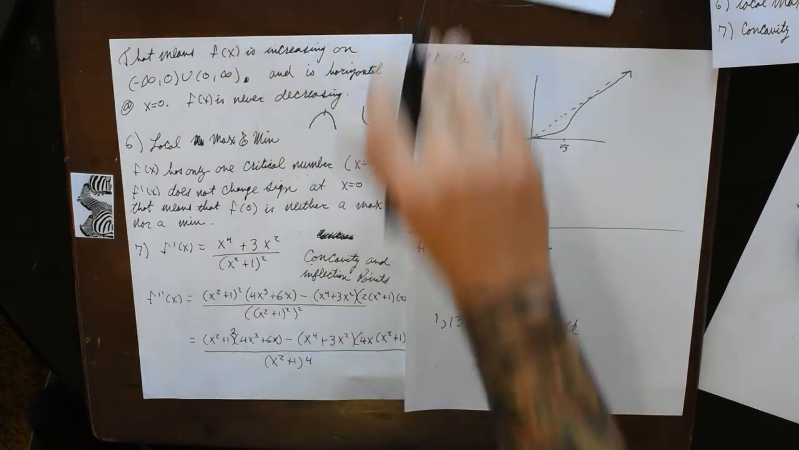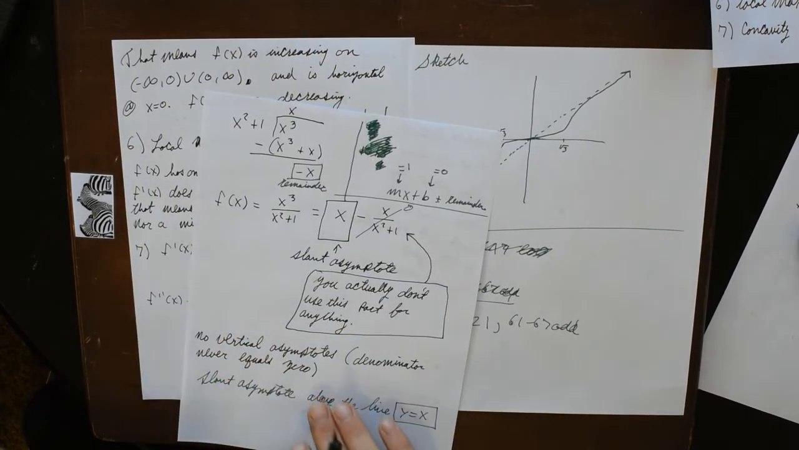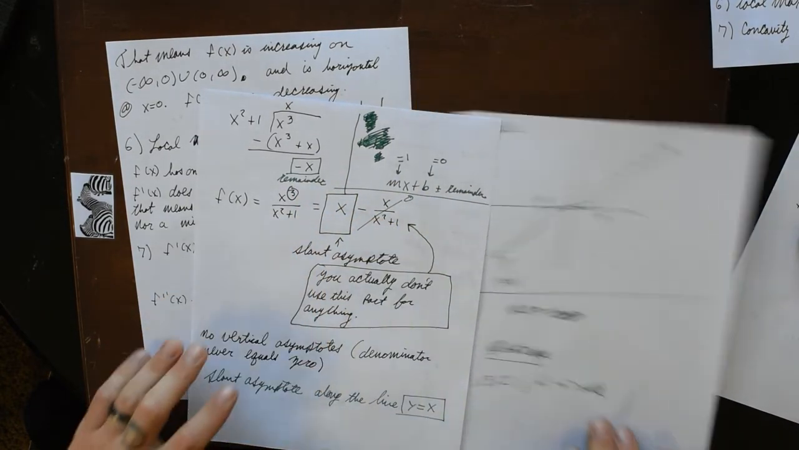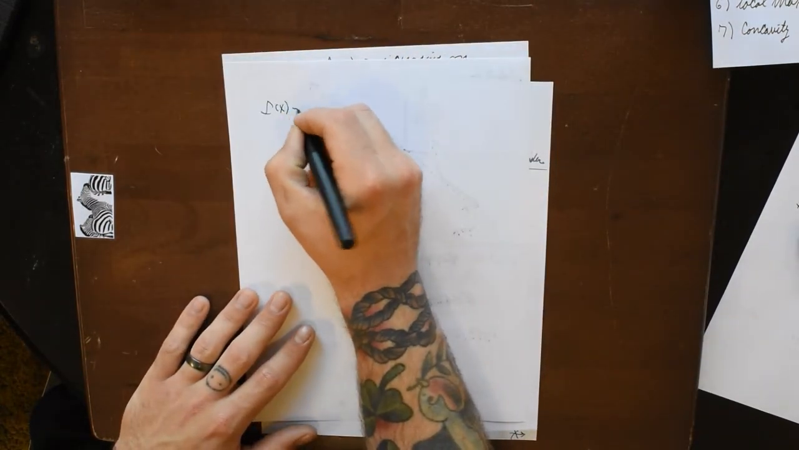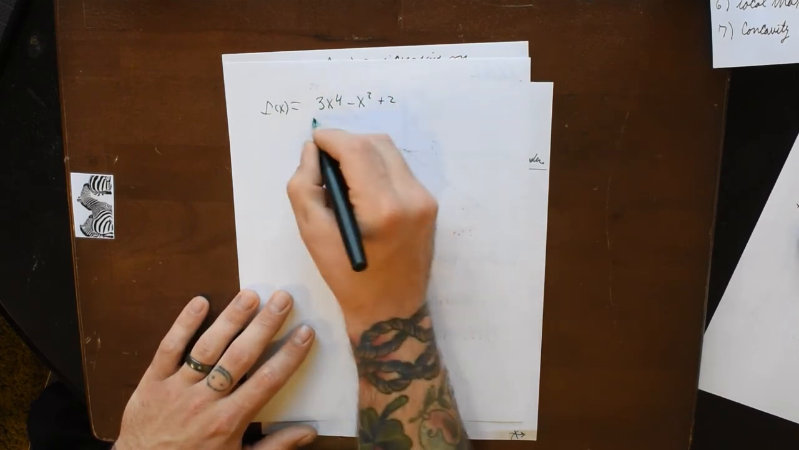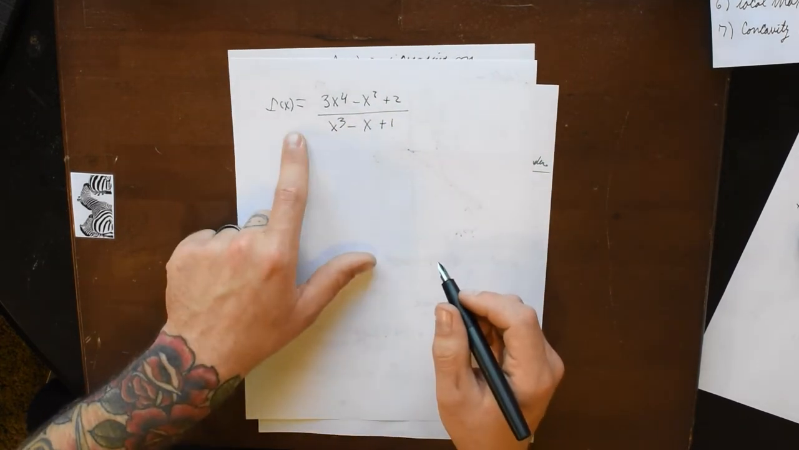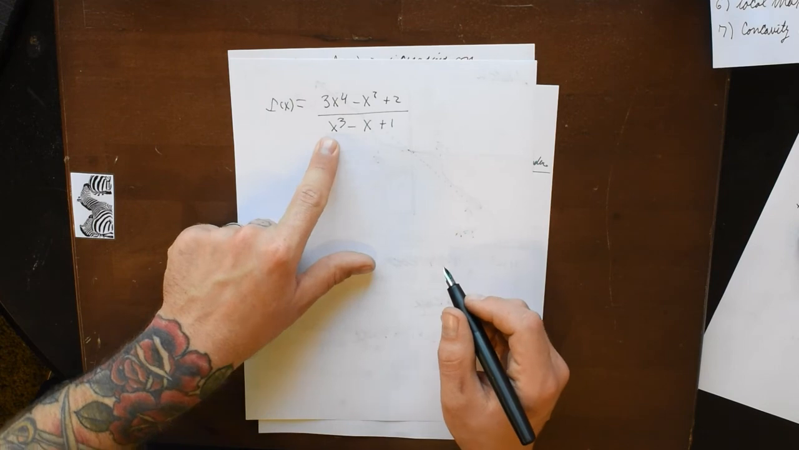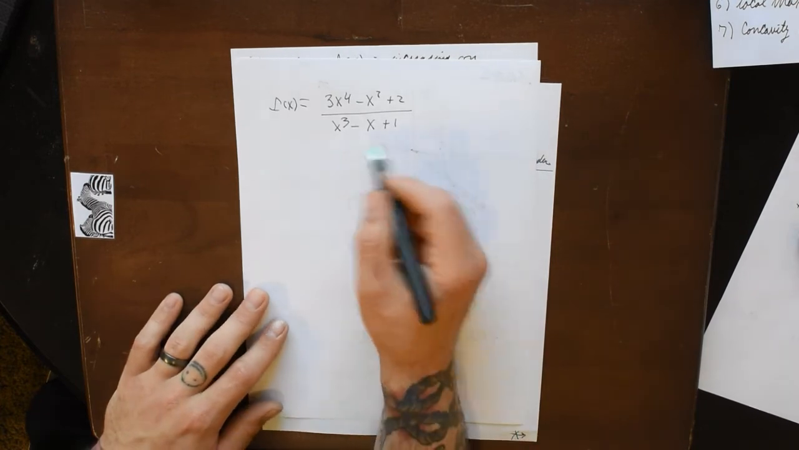The big takeaway from this one, and I'm sorry I had to go fast, is these slant asymptotes. Your clue, the thing that lets you know, is that the degree of your numerator is exactly 1 higher than the degree of your denominator. So for instance, if we had f of x equals 3x to the 4th minus x squared plus 2, divided by x cubed minus x plus 1, this function has a slant asymptote. We know that because the degree of the numerator is greater than the degree of the denominator. We would then have to use polynomial long division.